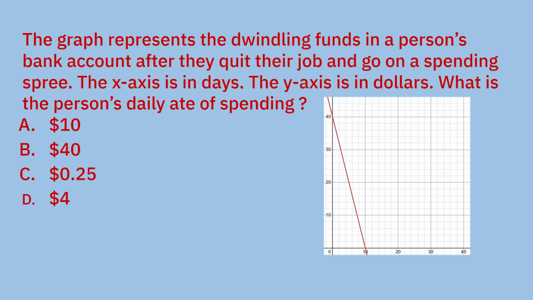The graph represents the dwindling funds in a person's bank account after they quit their job and go on a spending spree. The x-axis is in days, the y-axis is in dollars. What is the person's daily rate of spending?